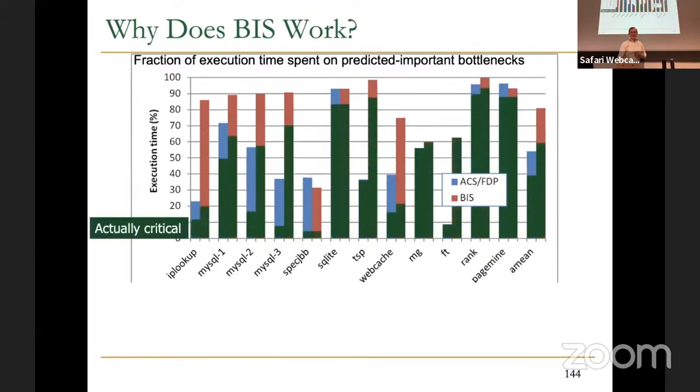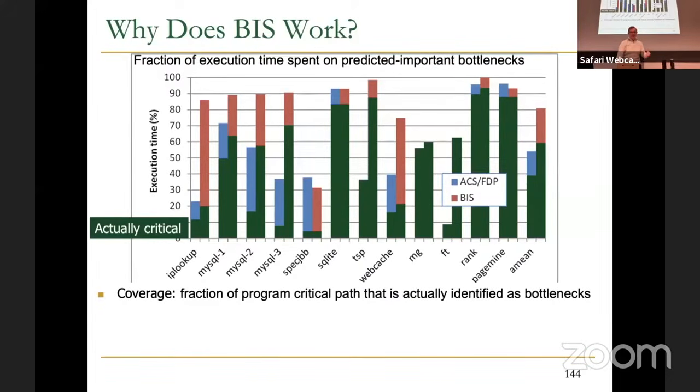Now, what fraction of this is actually critical? This is a much harder question to answer because you need to somehow figure out, okay, you execute something. Is this really critical? Is this really on the critical path of a program? This analysis is actually very difficult. It needs to be an offline analysis. And it cannot be a perfect analysis because of the dynamic nature and dynamic changes on the critical path. But if you do some sort of analysis that is close enough, we define coverage as a fraction of program critical path that is actually identified as bottlenecks.